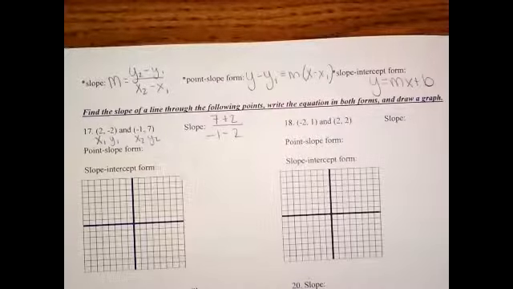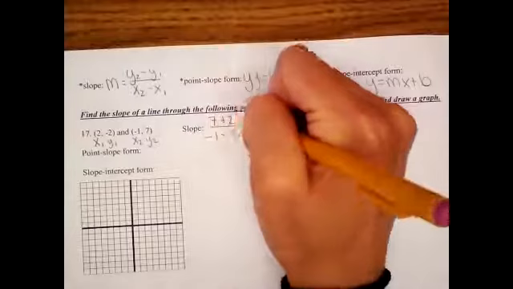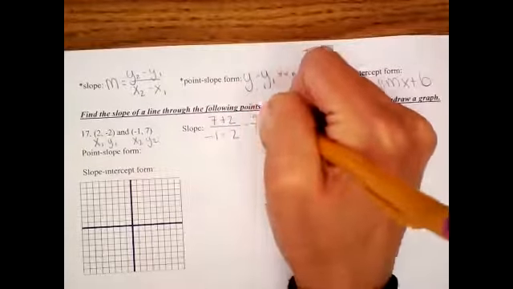Okay. So what is that going to be? 9/(-3), so -3.